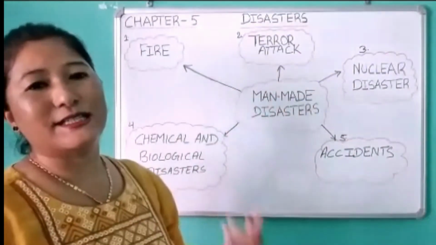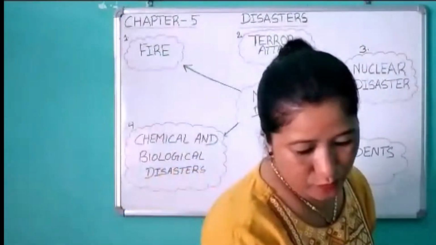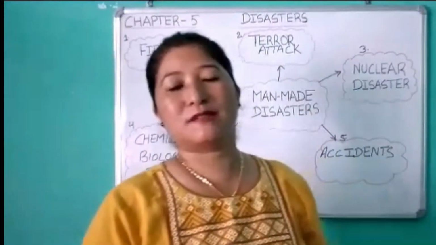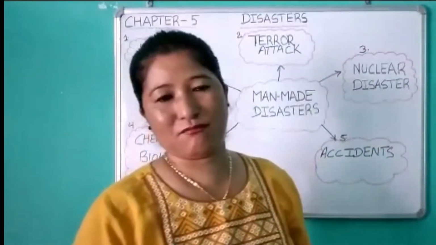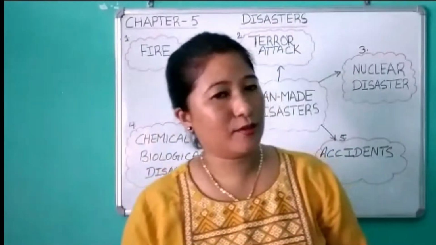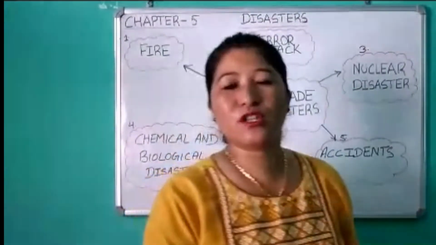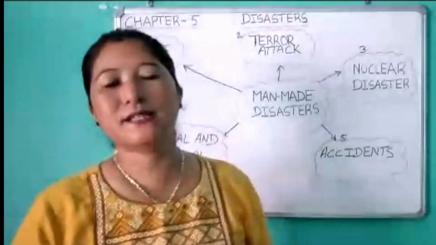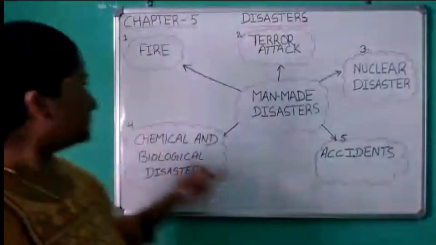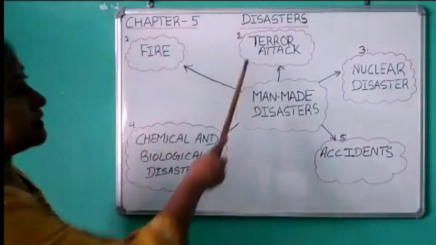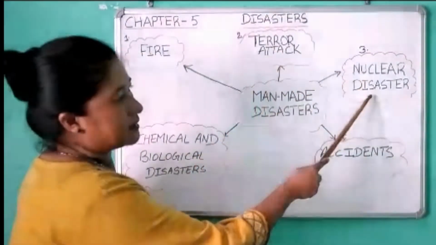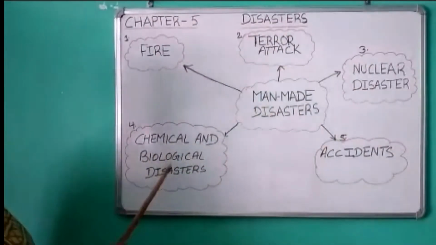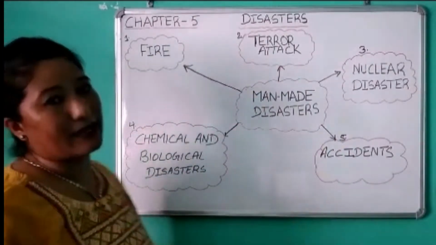Man-made disasters, you can see on page 42, are caused by man's action. Whether it is the negligence or the deliberate action of human beings, it causes man-made disaster. For example, fire, terror attack, nuclear disaster, chemical and biological disaster, and accident.